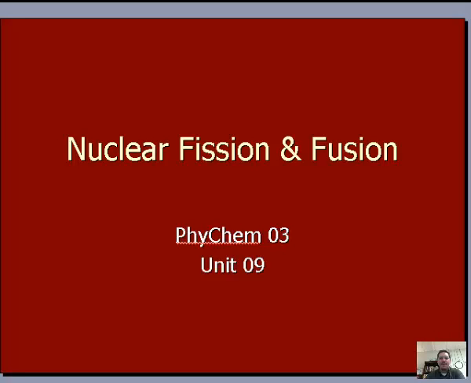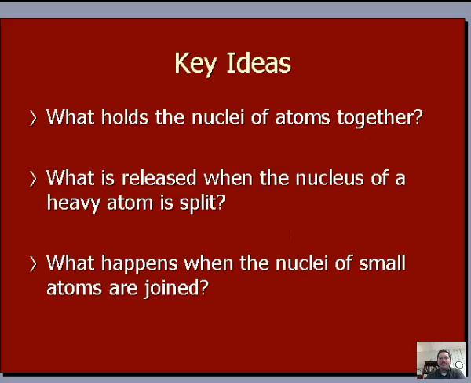Hi there. Today we're going to talk about nuclear fission and fusion. This is Phychem 3 of Unit 9. We've got three key ideas. What holds nuclei of atoms together? What is released when the nucleus of a heavy atom is split? What happens when the nuclei of small atoms are joined?